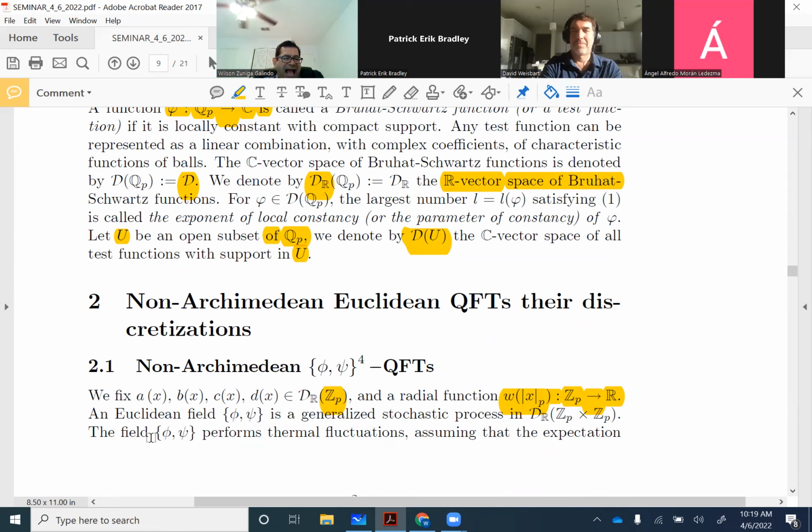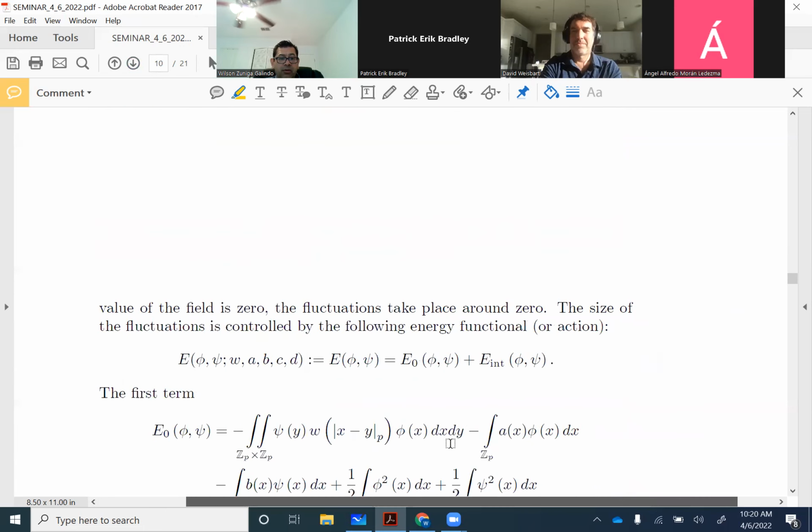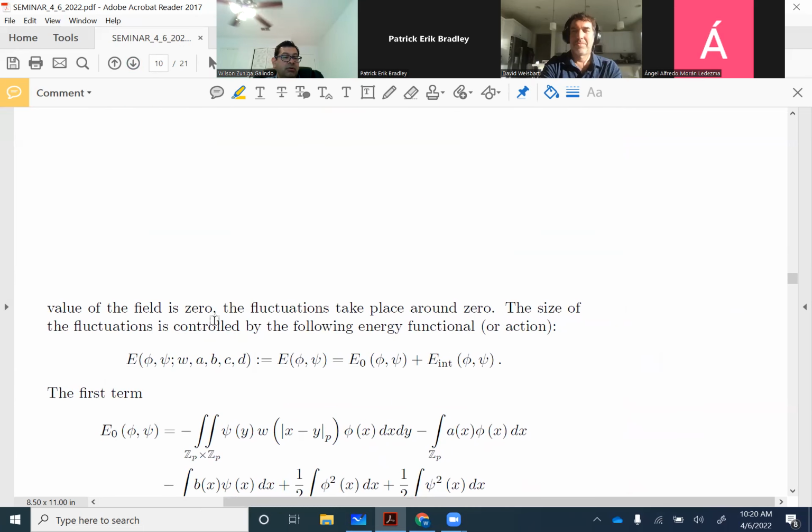Okay, now a Euclidean field. Now I'm working with 2 fields, phi and psi, is a generalized stochastic process in this space. Okay, this is a technical definition. Now, here is the physical interpretation. The field performs thermal fluctuation, assuming that the expectation value of the field is 0, the fluctuations take place around 0. Here I am following the reference that I mentioned before.